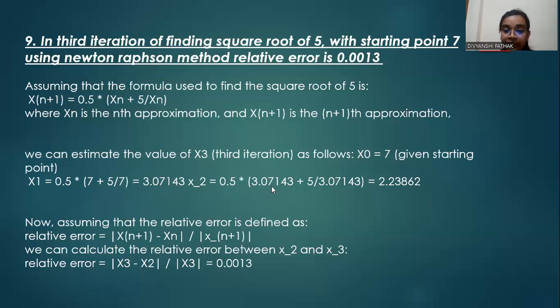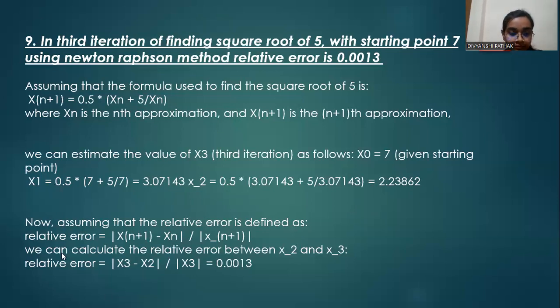Now compute x2. 0.5 into 3.07143, which is the previous value x1, plus 5 upon 3.07143. This is also the previous value. So the formula is xn plus 1 equals 0.5 into previous value plus 5 upon previous value. So here we have put the value from the previous value. So the value of x2 is 2.23862.